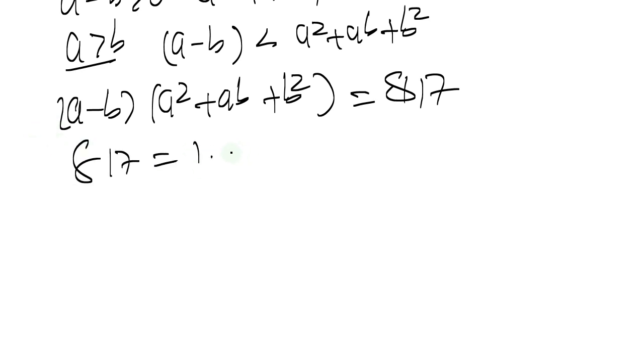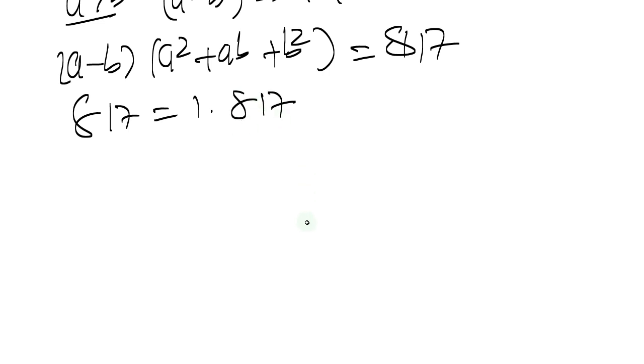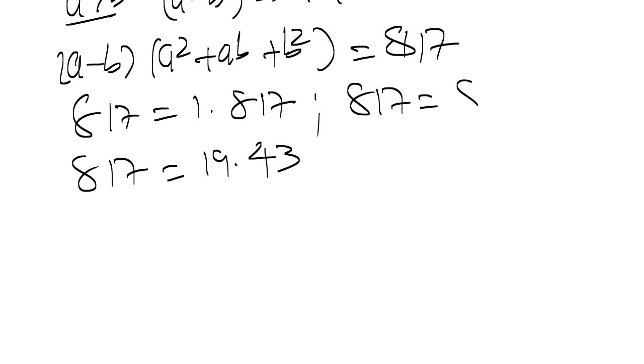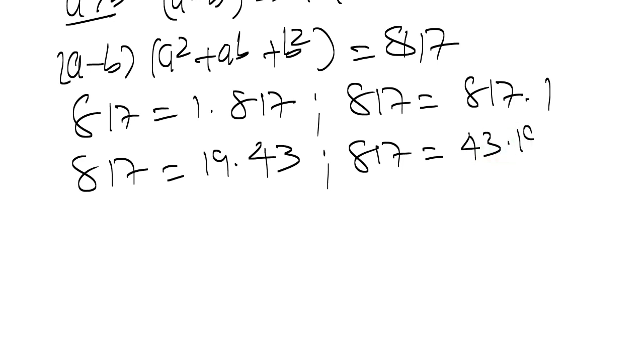817 can be written as 1 times 817, or we can write this as 817 equals 19 times 43. So the thing now is, is this true? Okay, we're going to see now. The other way to write this is saying that 817 is equal to 817 times 1, and here I can say that 817 is equal to 43 times 19.